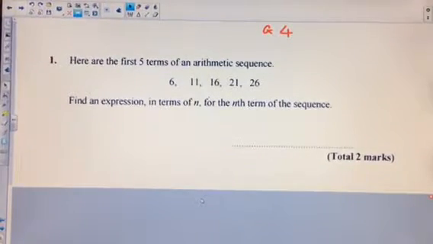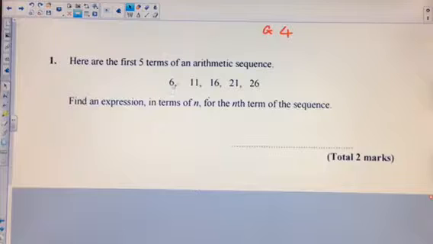Here are the first 5 terms of an arithmetic sequence: 6, 11, 16, 21, 26. Find an expression in terms of n for the nth term of the sequence. So in terms of this natural sequence that we've got, we know the natural sequence is 1, 2, 3, 4, 5, and so on. What can I call this sequence in relation to the natural sequence?